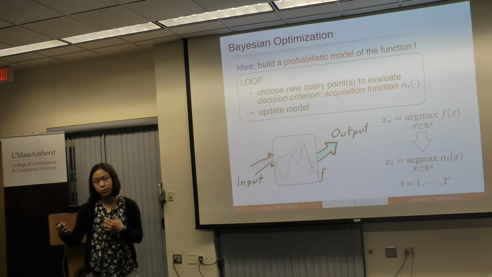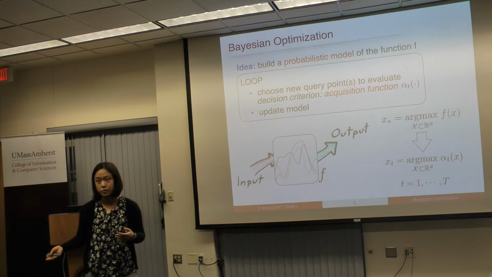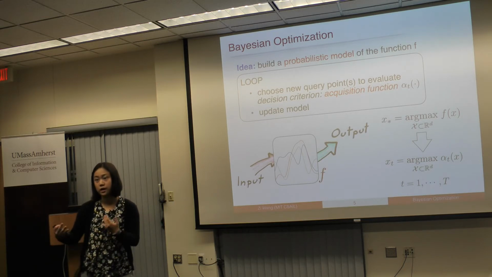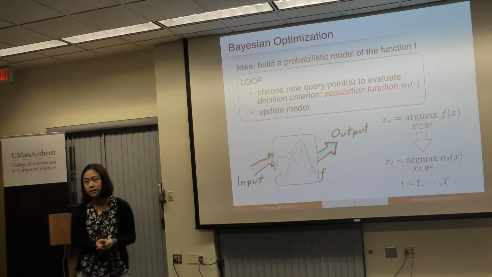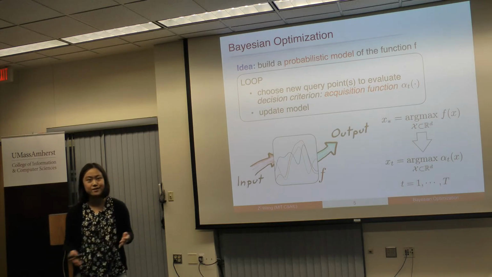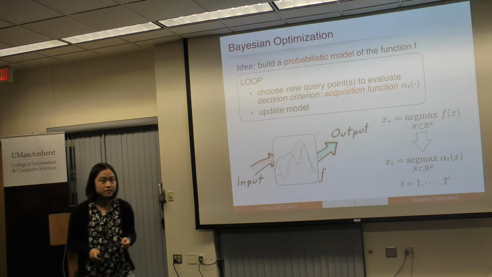By using an upper bound, what it's doing is trying to be optimistic, and that also encourages the algorithm to explore in a more effective way. Yeah, great question. Any other questions? Yeah.